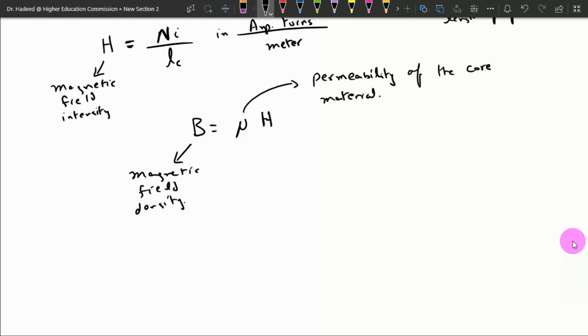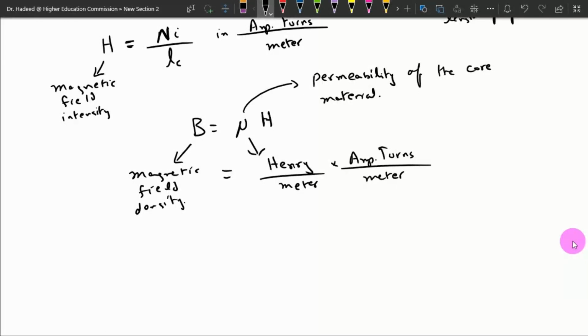Now the question here is, for a given material, how easy or how feasible or how convenient it is to produce a magnetic field in that material. That is judged by a particular terminology known as permeability, right? The unit of this permeability is Henry per meter, and this H we have already written as ampere turns per meter.